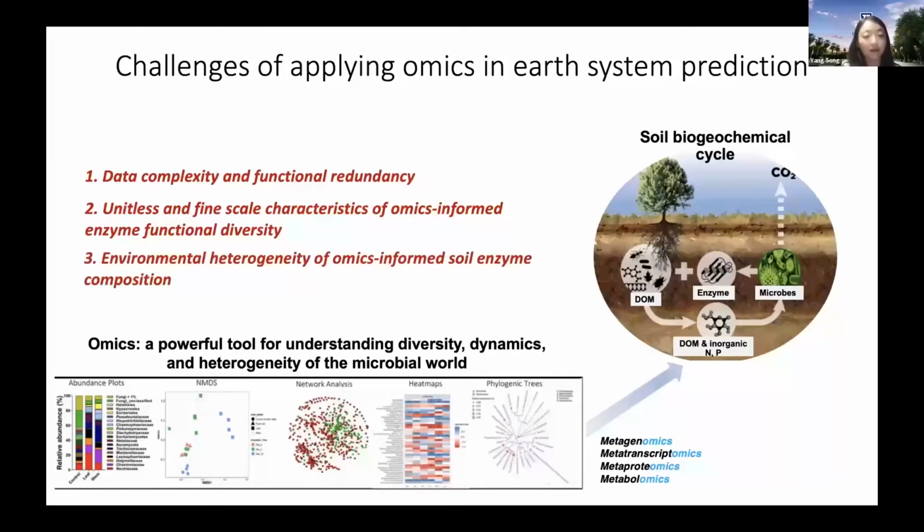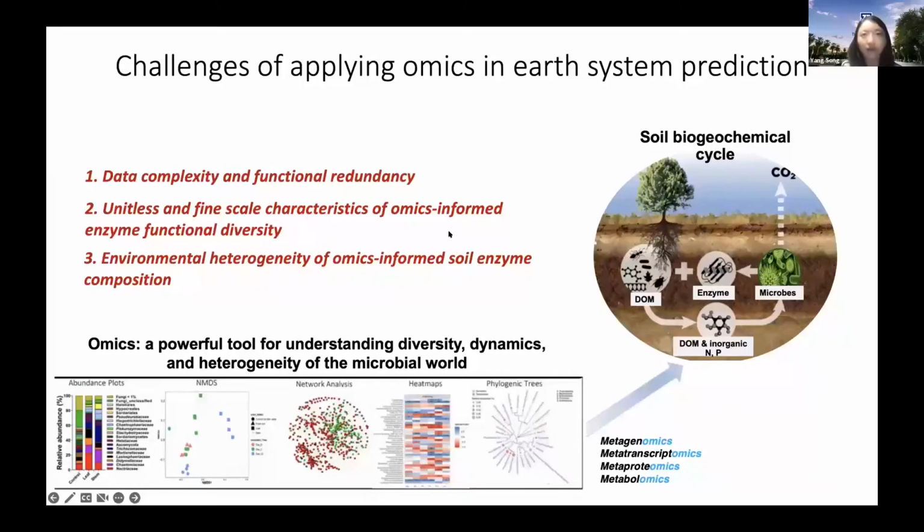Another thing is that the omics data usually coming from soil samples is very small scale. So how do we upscale this small-scale information to the biochemical process, especially in the Earth system model, where both the temporal scale and the spatial scale are larger compared with the soil sample we get? So how can we use all this information?